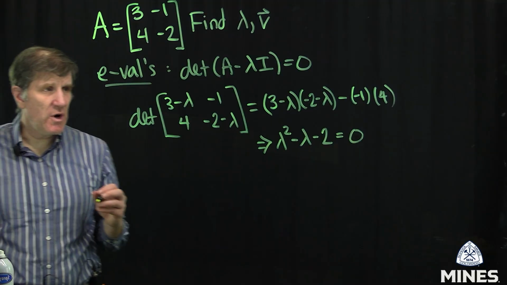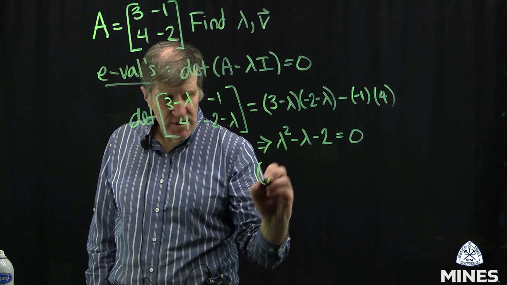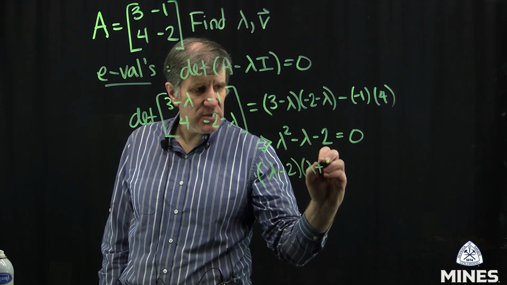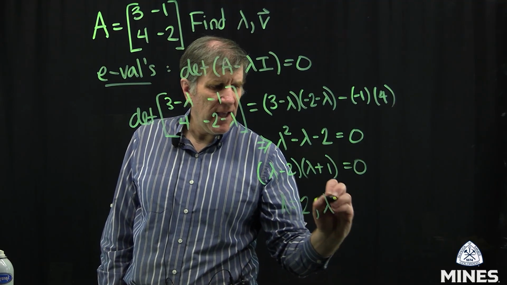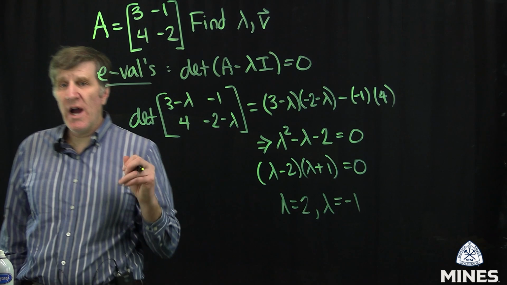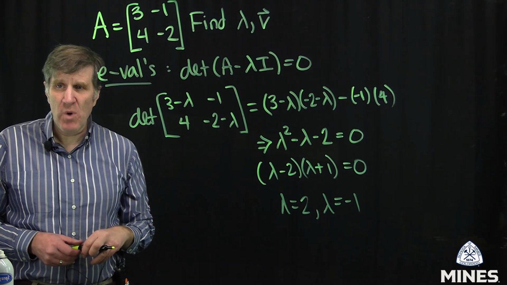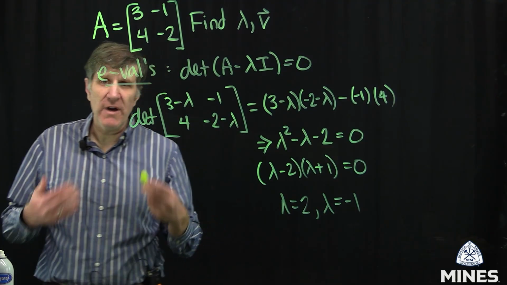So we want lambda squared minus lambda minus 2 to equal 0. This factors: this is lambda minus 2 times lambda plus 1. And so we have lambda equals 2 and lambda equals negative 1. There are two eigenvalues for this matrix, and they are 2 and negative 1. We're now going to take each one at a time and see how to get the corresponding eigenvector for it.